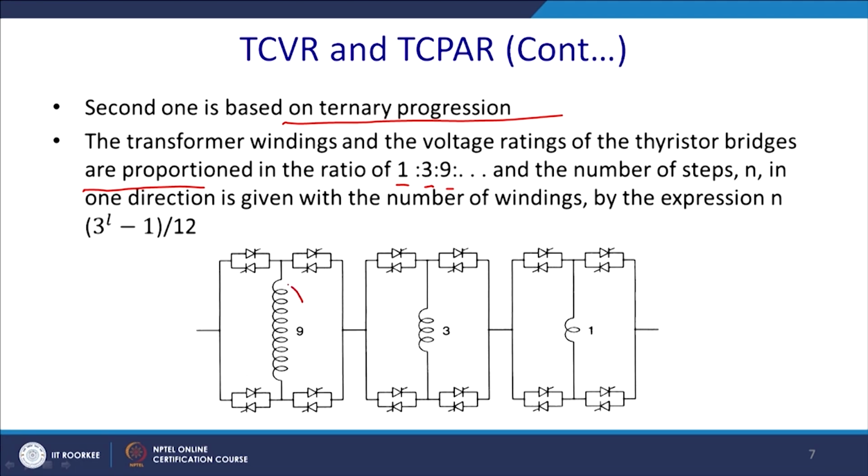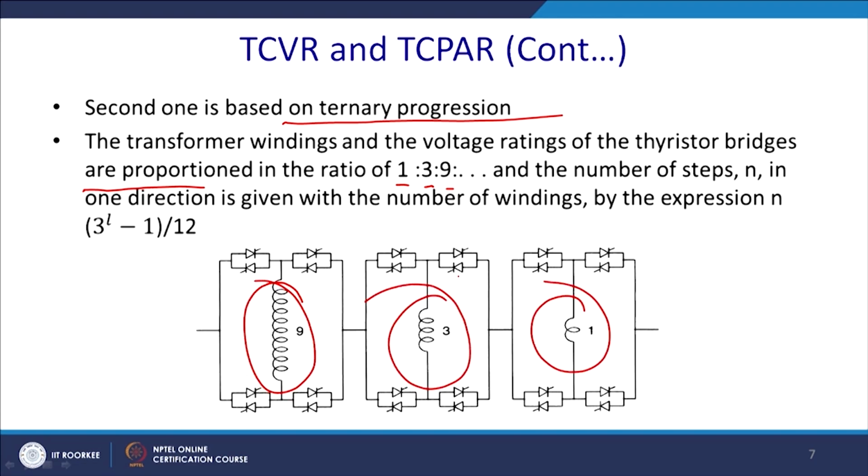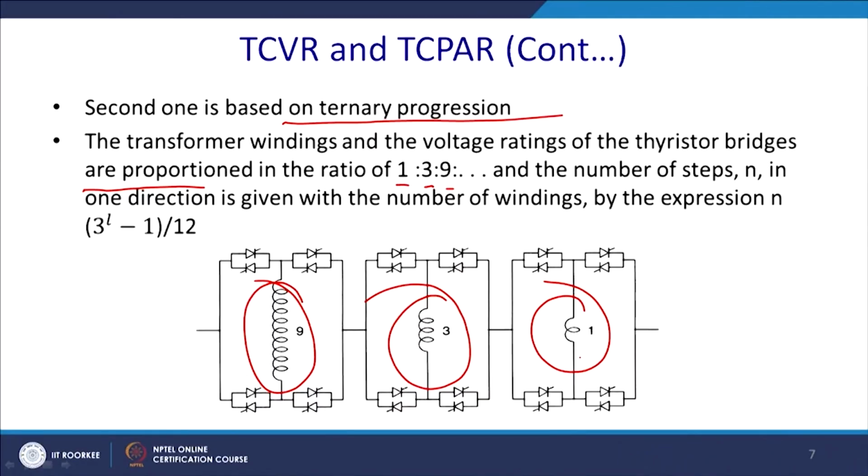So, this will have 9 turns, this will have 3 turns, this will have 1 turn. In that way it has actually been configured. So, if you would like to increase the voltage a little bit, then you can use it, or if you want to reduce the voltage injection phase, then you may bypass this magnetic path.